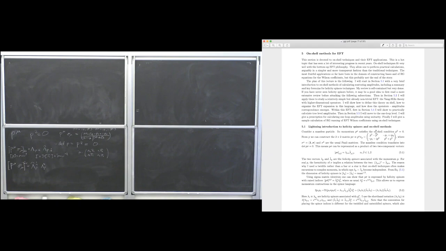Here you have spinors with the upper index, and here we have spinors with the lower index. They are connected because you can raise and lower indices using epsilon, the two-dimensional epsilon tensor. It just means that lambda 1 is equal to lambda 2 and lambda 2 is equal to minus lambda 1.